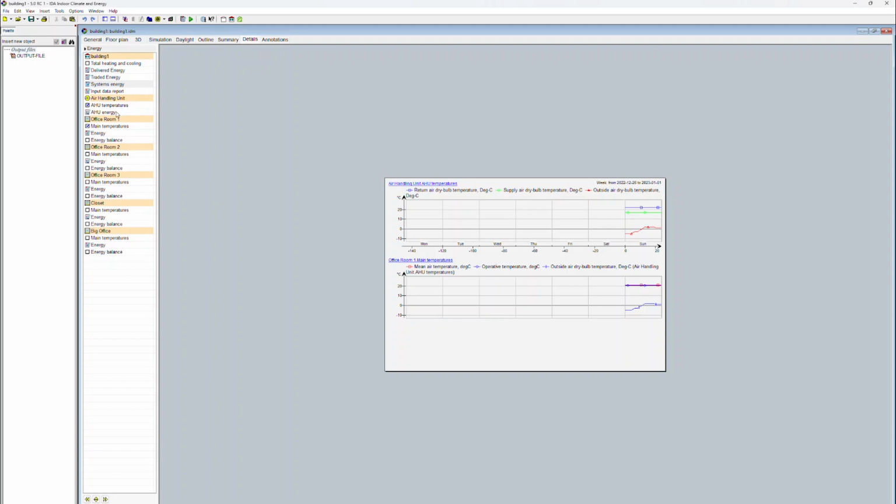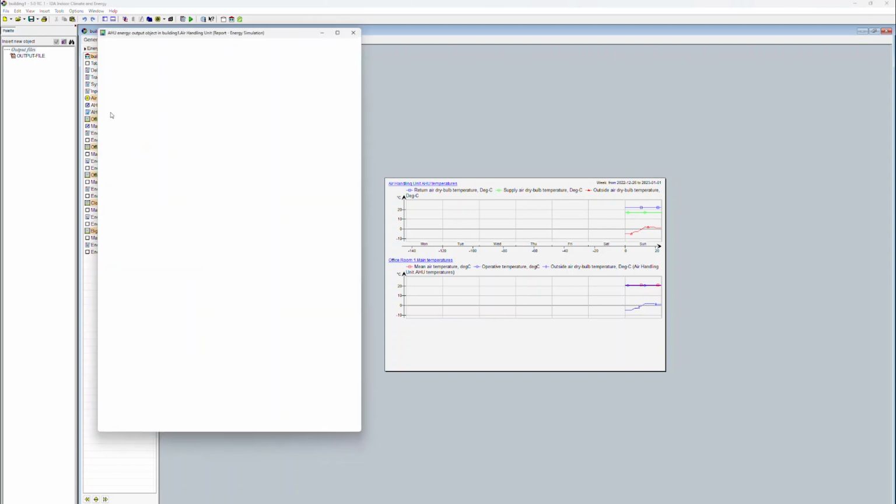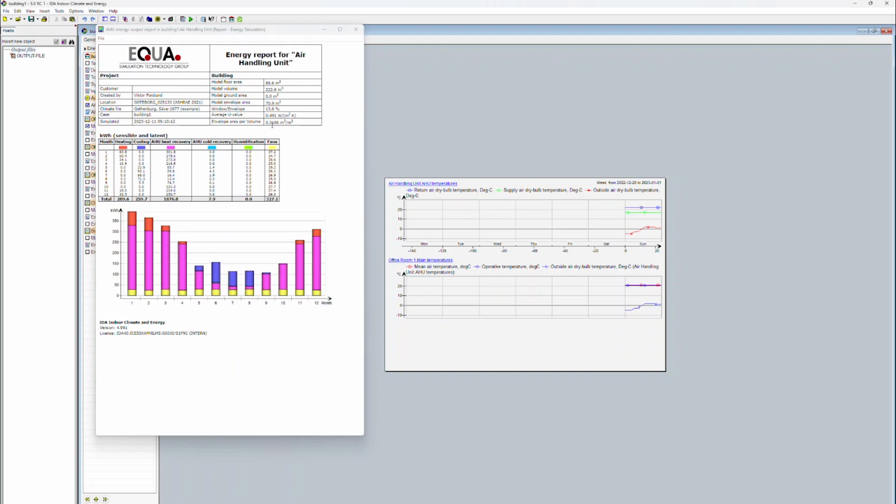The next report we are going to be looking at is the Air Handling Unit Energy Report. The report details the various energy consumption types that occur within an air handling unit. There is an energy report for every air handling unit that is included in the model.